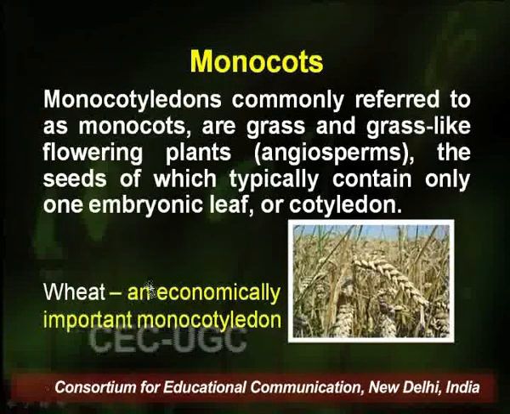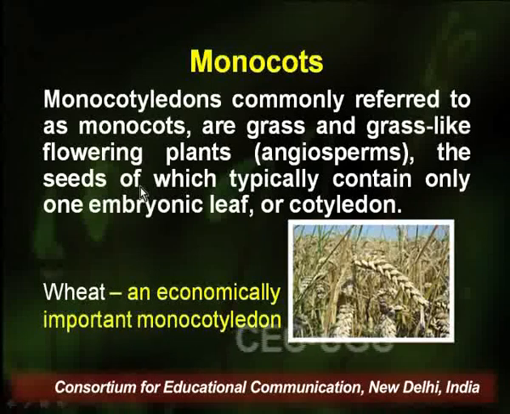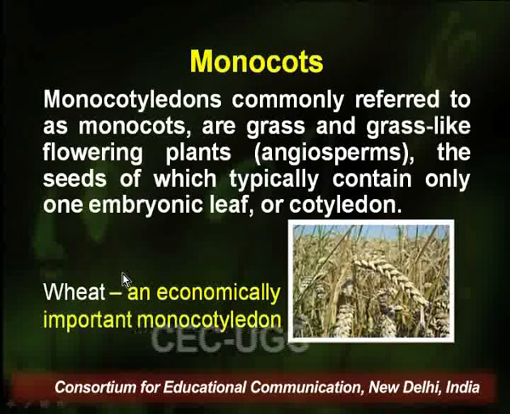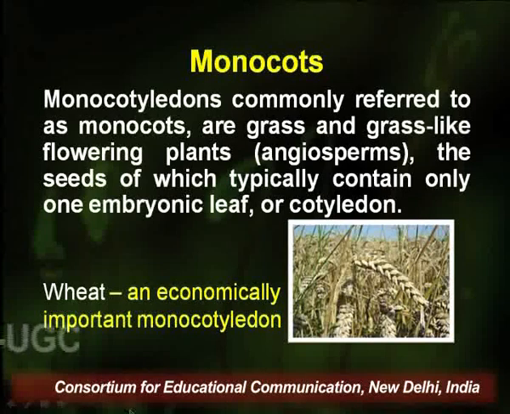Now, monocotyledons, or the monocots, is another clade in the APG4 system. So, monocotyledons, as we all know, are commonly referred to as monocots and are grasses or grass-like flowering plants or angiosperms, the seeds of which typically contain only one embryonic leaf or cotyledon. This slide shows wheat, an economically important monocotyledon.